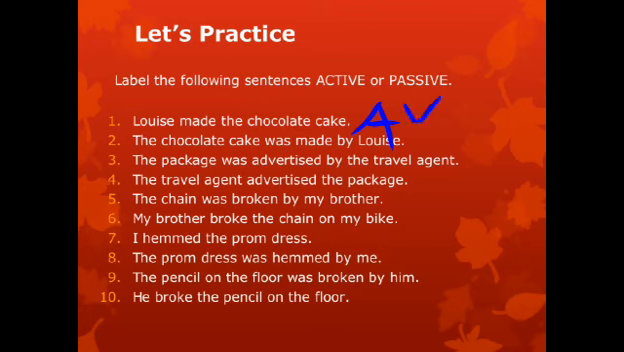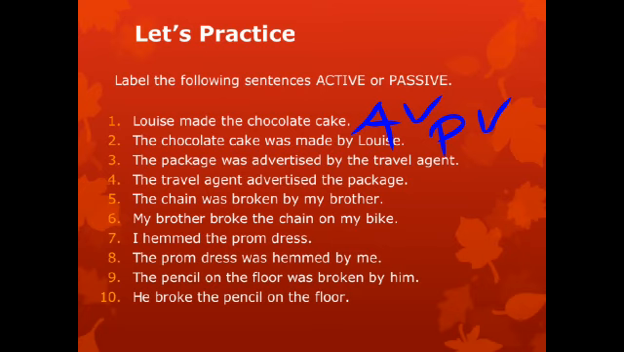Now the second example given here is, the chocolate cake was made by Louis. Here the chocolate cake is the subject, which is not doing the action. And here again you see two verbs are there. We have one linking verb and another action word. So the chocolate cake was made by Louis. If you have two verbs here, then this type of sentence is called a passive voice sentence.